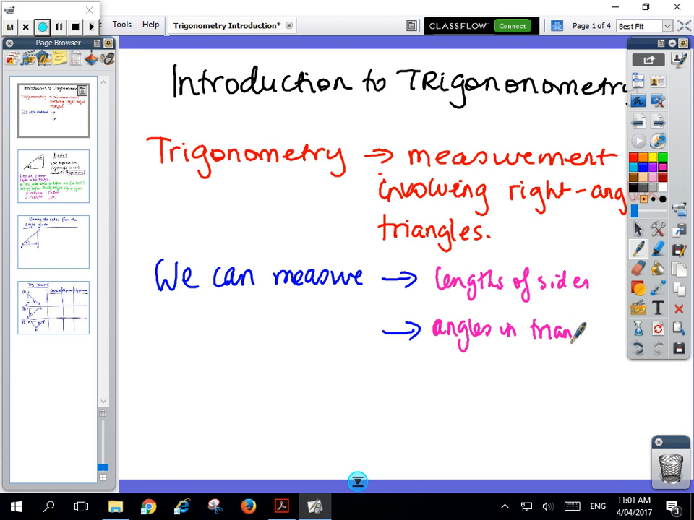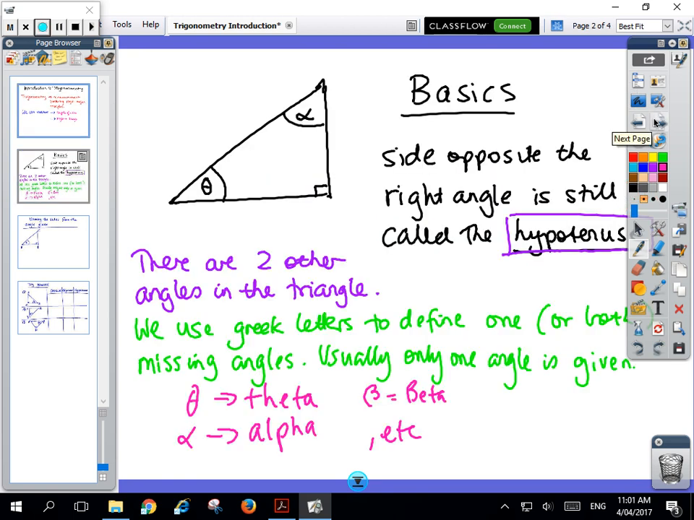Okay, so copy that down and come across when you're ready. Okay, so some basics. I've got a right-angled triangle as described by a right angle there. And now these two other angles, we have to have some letters for that. But just to start off with, the side opposite the right angle is called the hypotenuse, just like it was in Pythagoras. Okay, so we will start off with naming that. But there's two other sides.